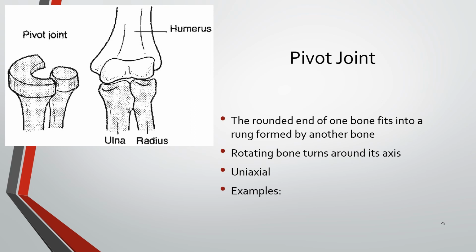Another example shown here is the ulna and the radius. The ulna and the radius also allow for rotation. We can rotate our ulna and radius around each other, and that allows us to do pronation and supination of our hand. Pronation and supination are a rotary movement, and they are completed through the pivot joint action of the ulna and the radius.